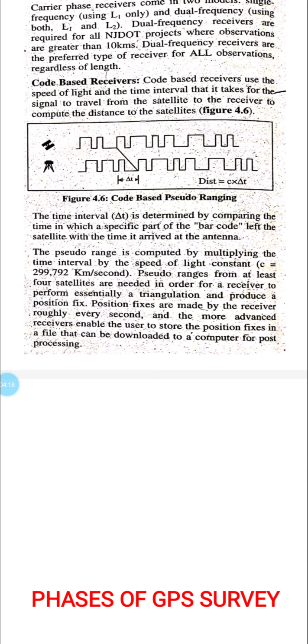So here the receiver can fix the position roughly every second, and more advanced receivers can store those position fixes in them. Then we can download them as files, and those files can be used for post processing. Okay.